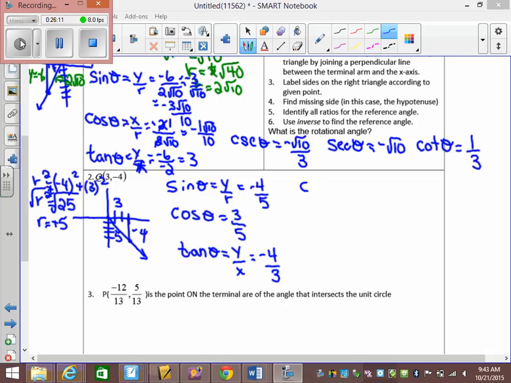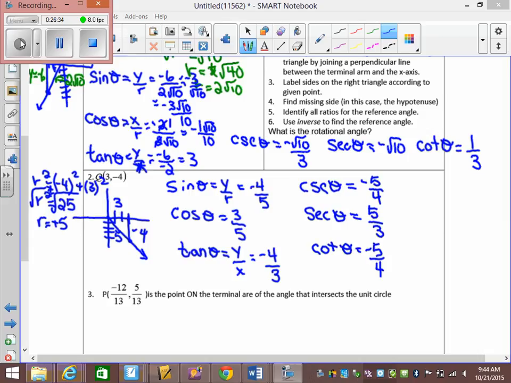Then cosecant theta is just the reciprocal of sine. So instead of -4 over 5, it's -5 over 4. Secant theta, instead of 3 over 5, it's going to be 5 over 3. And cotan theta is going to be -3 over 4.